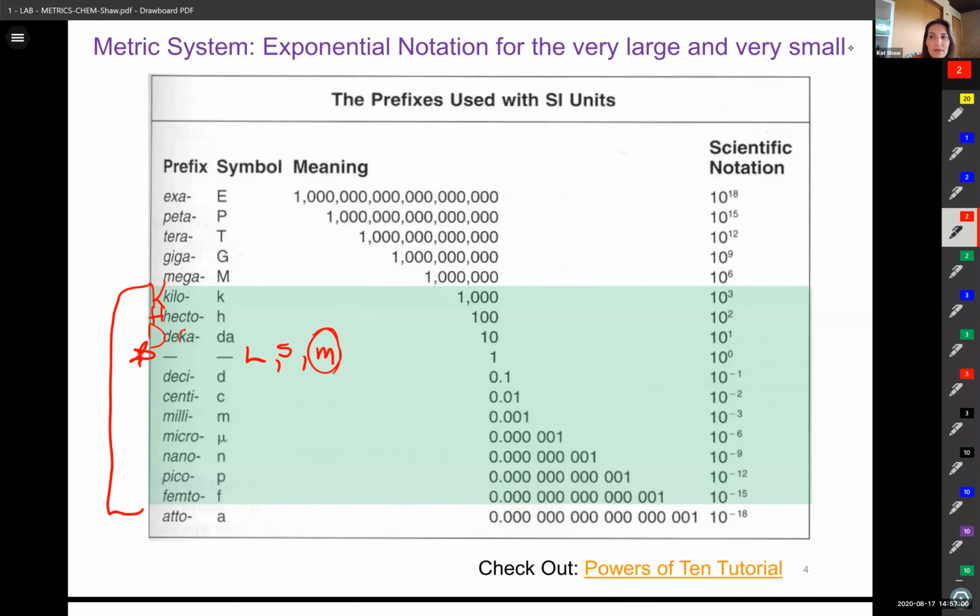Milli, how many millimeters are there in 1 meter? Throw it out there. 1,000, there we go, 1,000 millimeters in 1 meter. How about micro? How many do we have there? How many micrometers are in 1 meter? More than 100,000. 1 million, exactly. When we say micrometer, we have 1 million micrometers in 1 meter.